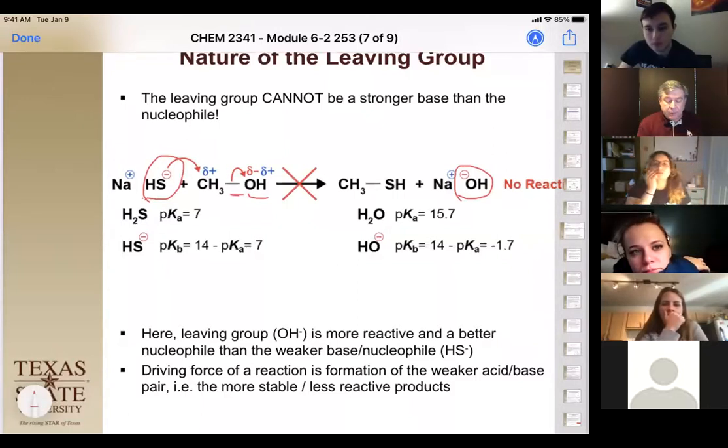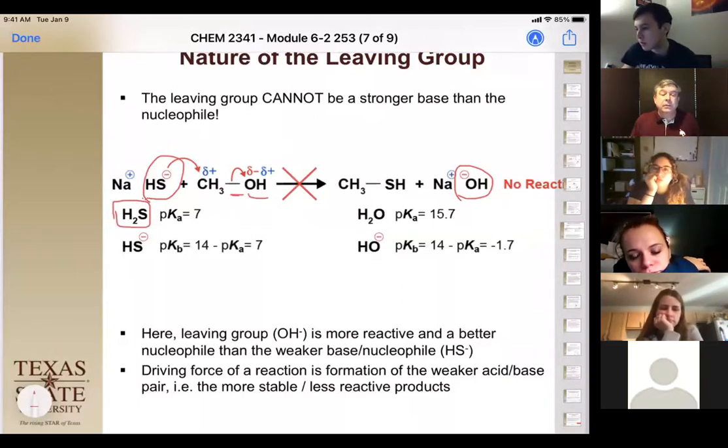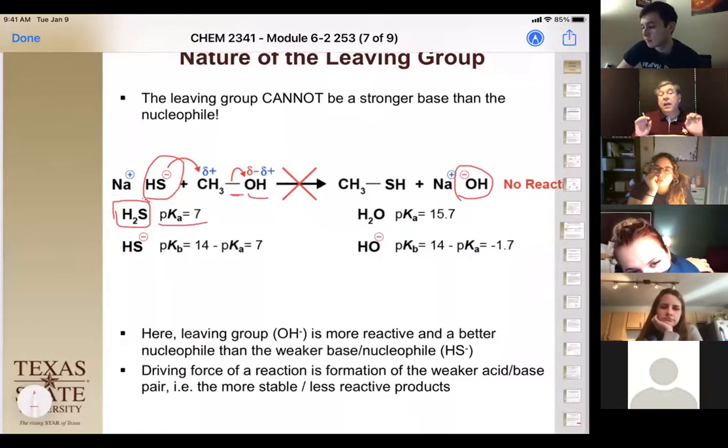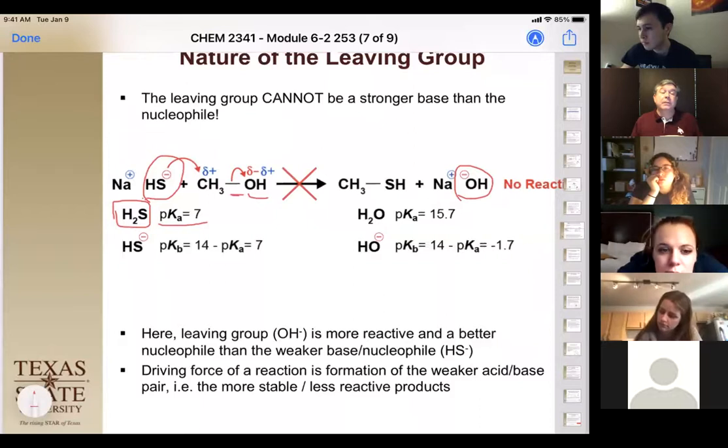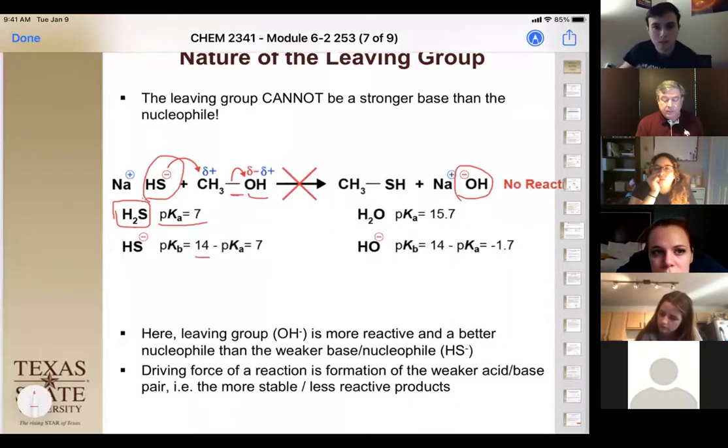If we added a proton to this group here, it would become H2S, or hydrogen sulfide, and it has a pKa of around 7. That's the pKa of the conjugate acid. But we need to know how basic this thing is, so we need to look for the pKb. Luckily, pKb is always 14 minus the pKa. So in this case, we take 14 minus the pKa, and that turns it into 7.